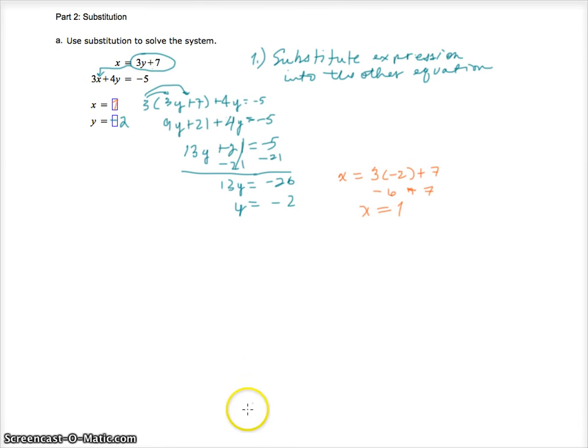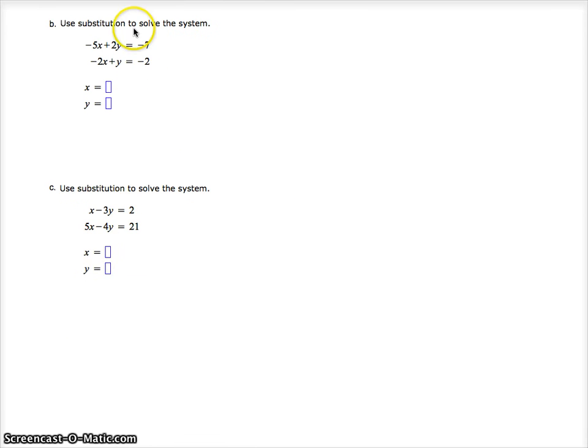Alright, let's go look at a couple of other examples. In part B, it says to use substitution to solve the system, but I don't have an expression equal to a variable. So I want to solve for the easiest variable to get to. Here, the easiest variable to solve for is y, because I'm just going to simply add 2x to both sides. So this leaves me with y equals 2x minus 2.